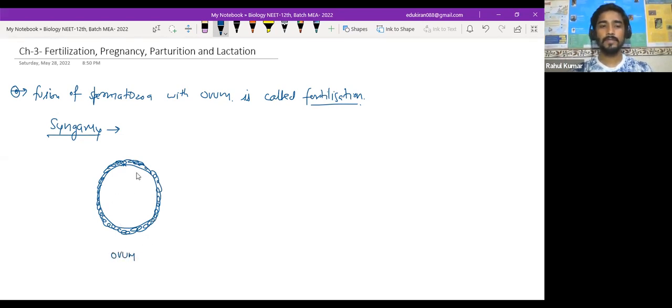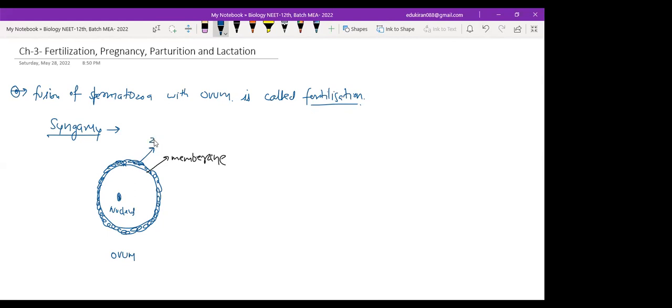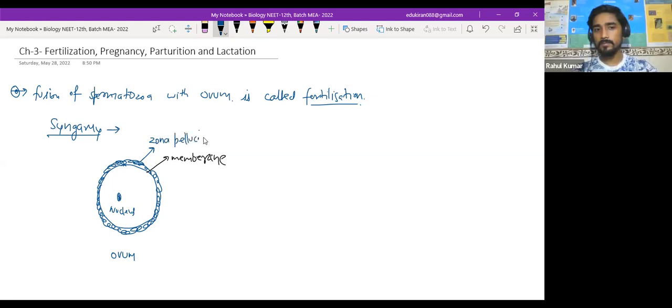So this is the ovum. It must be having its own nucleus. So this is the nucleus of the ovum. What is this layer? Now this is the membrane, also known as the plasma membrane of this cell. But what is this layer around the ovum? Any idea? This is in NCERT. Yes, you're saying something? Yeah, I guess it is zona pellucida. Yes, it's called zona pellucida.